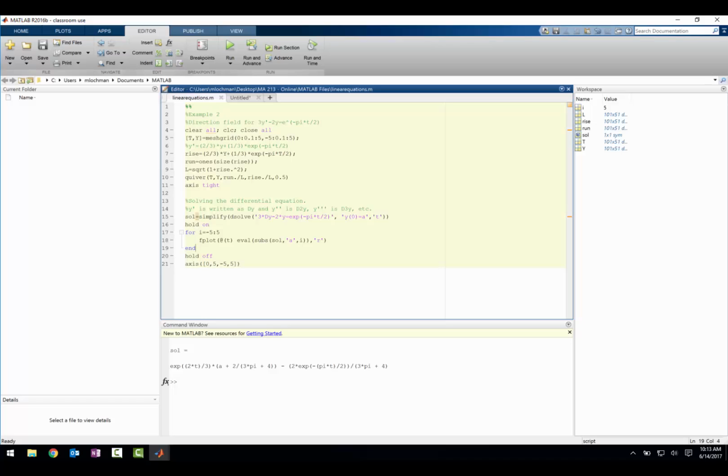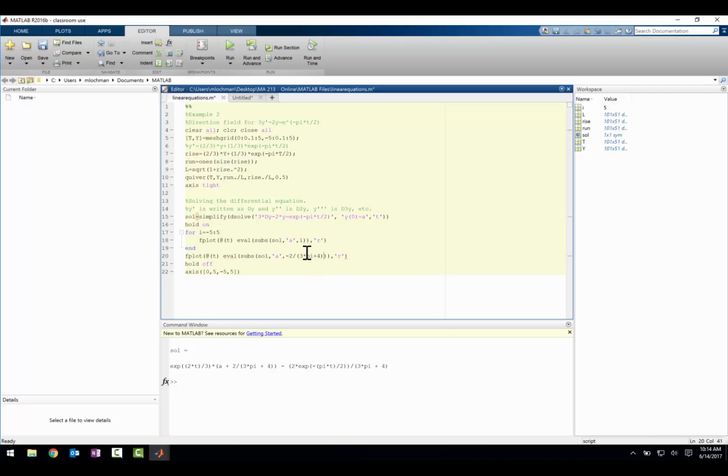But I also want to include the graph at the special value of a. So we'll do, I can do that here. Okay, now you got to be really careful here. When we're putting in that special value of a, it was minus 2 divided by 3 times pi plus 4.